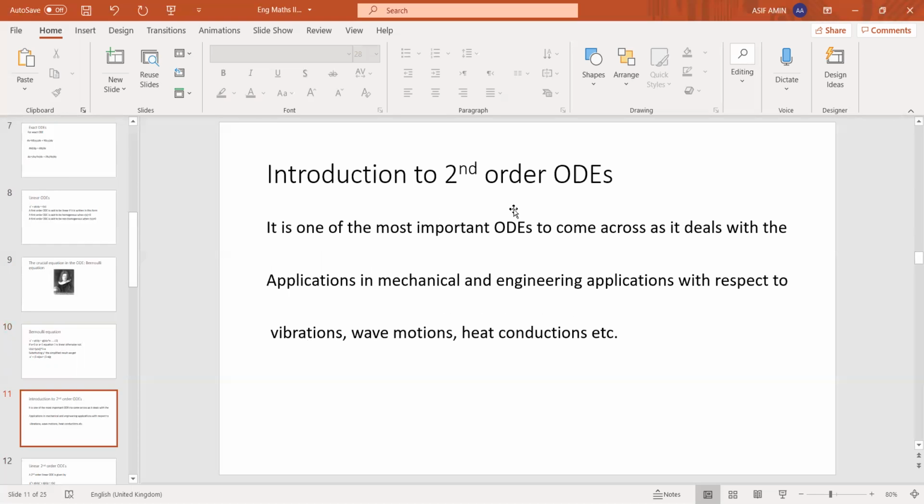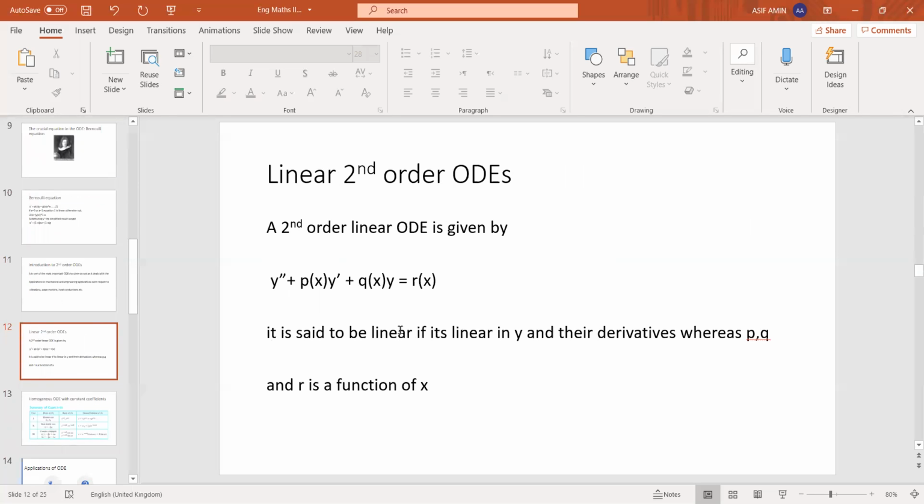Moving on to second order ODEs. These are the most important ODEs as they deal with applications in mechanical and engineering fields with respect to vibrations, wave motions, heat conduction, etc. A linear second order ODE is given by y'' + p(x)y' + q(x)y = r(x), where p(x), q(x), and r(x) are functions of x.